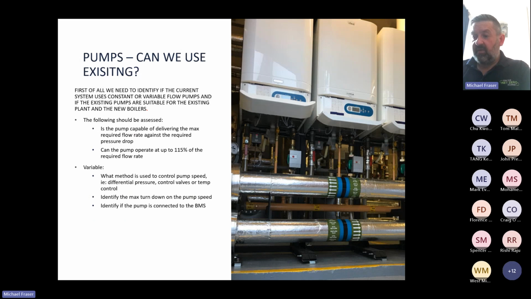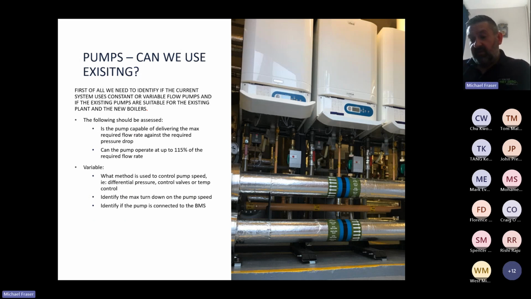Is the pump capable of delivering the max required flow rate against the required pressure drop? Can the pump operate at up to 115% of the required flow rate? And for variable, what method is used to control pump speed, i.e. differential pressure, control valves or temperature control? Identify the max turn down on the pump speed.